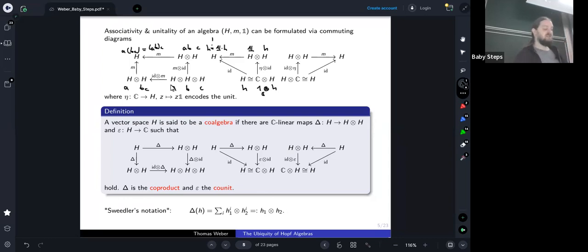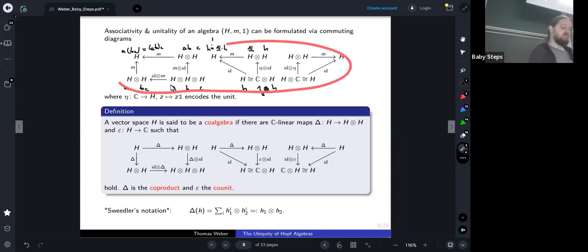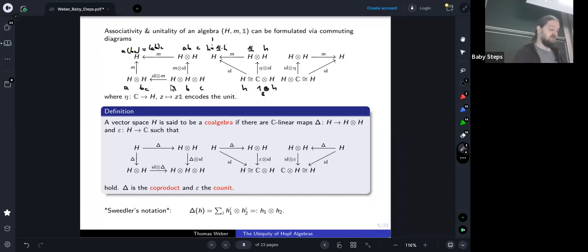And you might ask why this complicated diagram if I just want to say 1 times H equals H. Why should I do this? It's a good question. And maybe the answer is the following definition here. Because if you want to know what a co-algebra is, you just take the diagrams here and reverse all the arrows. So you can see the diagrams are really the same, just going in the other direction. And this tells you what a co-algebra is.